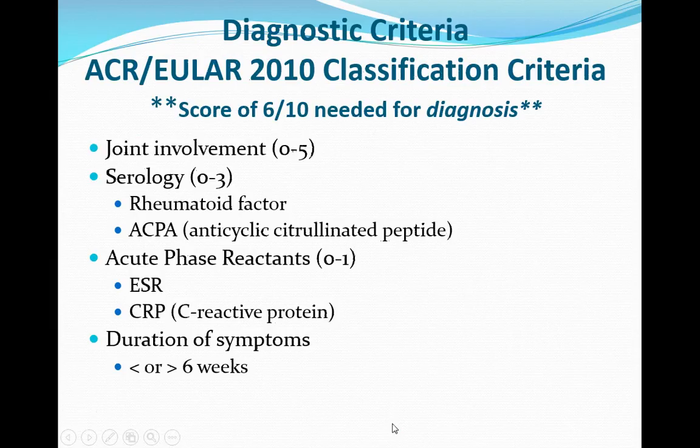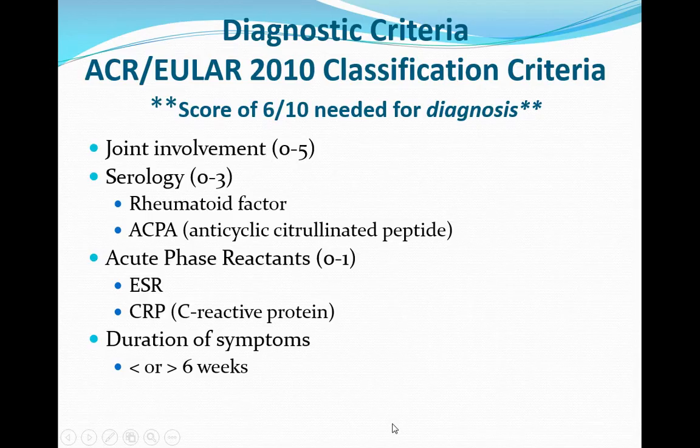So there are two key groups involved with rheumatoid arthritis: the American College of Rheumatology and the European group, which is called EULAR. Both have different recommendations or guidelines, and we'll talk about those shortly. But they have developed this diagnostic criteria together, and they have said that we need a score of 6 out of 10 for diagnosis.